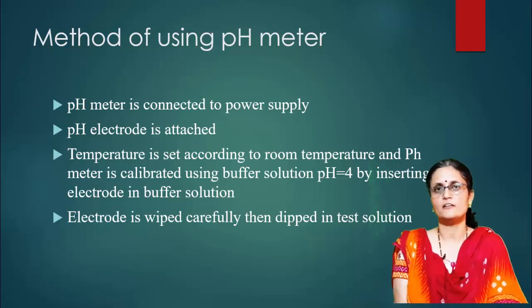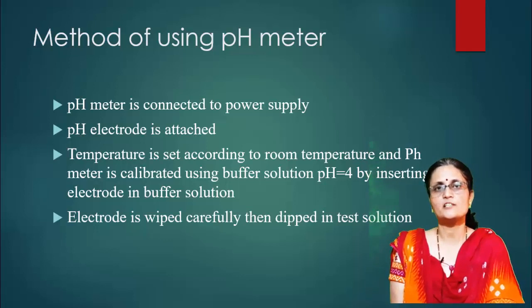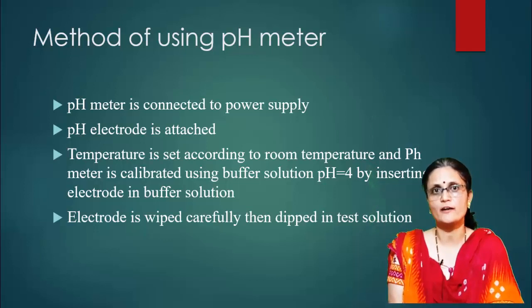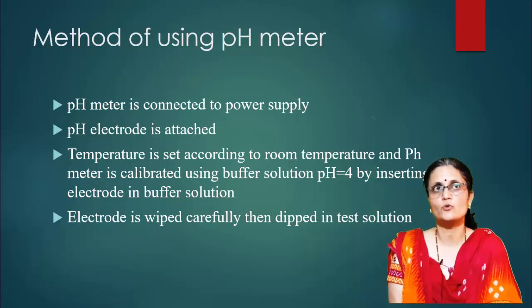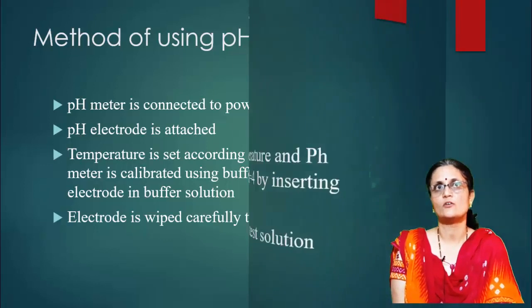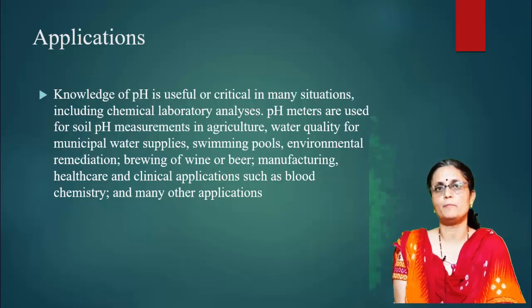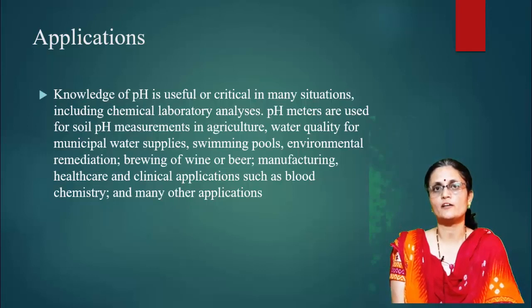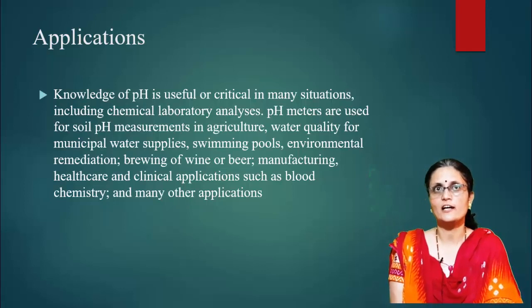Now let us see the applications of this pH metry in short. pH metry is very useful as with the help of pH meter we can determine the pH of the soil, which in turn affects the fertility of the soil. It is used in the chemical laboratories to determine the pH of various solutions. Even the pH of the blood sample can also be determined, which is useful for knowing the various reactions going on in our body. So it is used in healthcare, in clinical operations.